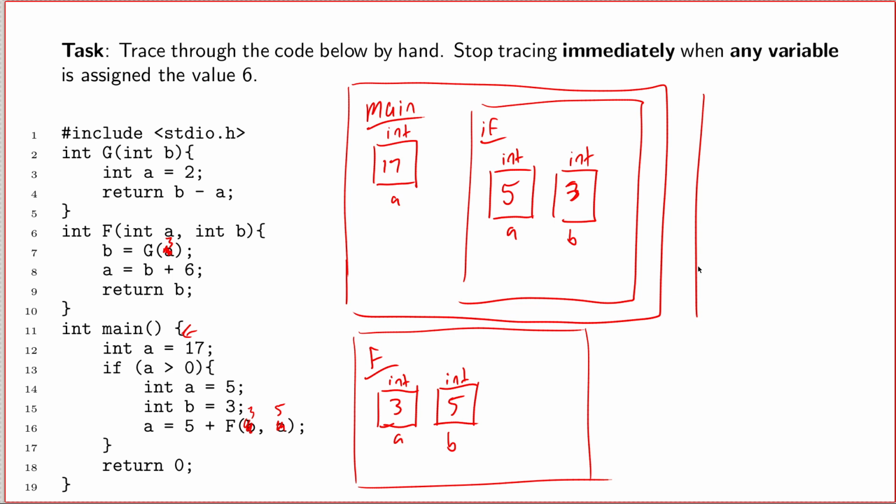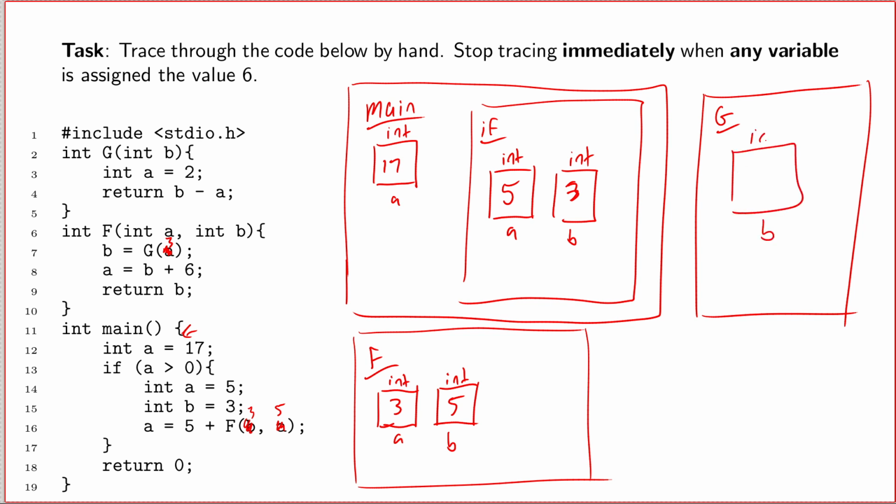So I draw a scoping box for g somewhere. I'll just do it over here. There's g. And it has a single parameter whose name is b, and we assign that the value 3. So now I've got a box for each of the parameters of g all set up, and I've put in their values, and so I can begin executing g.